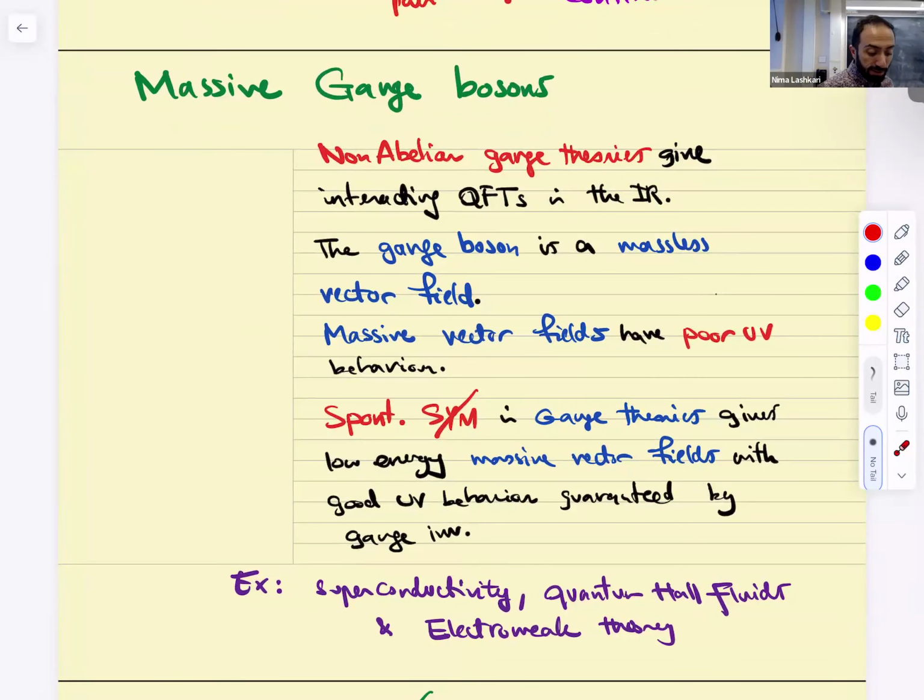Now it should be clear that the mode that rotates you around the minima of the Mexican hat is the flat direction in the potential. That's a massless mode, whereas the mode that radially oscillates is massive. So you expect massive and massless modes.